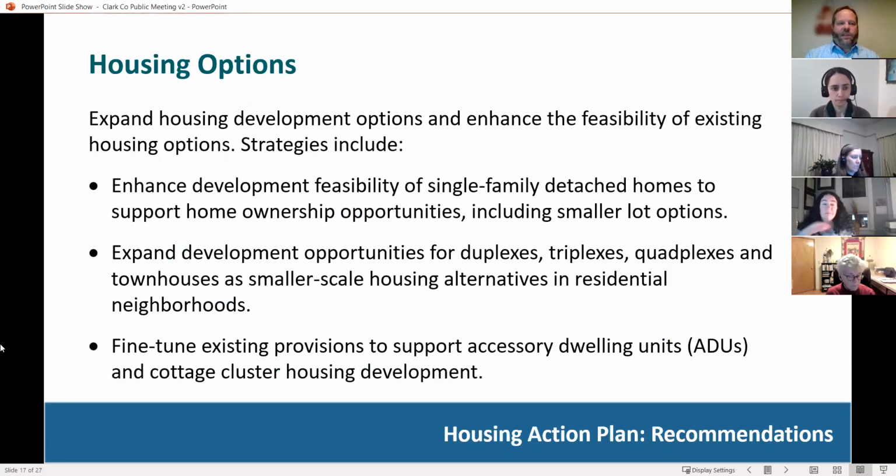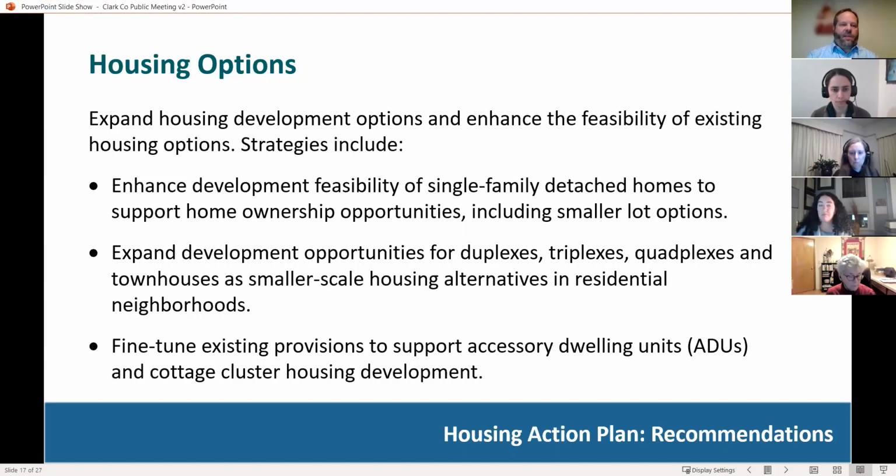First, housing options. What we're trying to do through the housing option strategies is expand housing development options and enhance the feasibility of existing housing options. Some of our strategies include enhancing development feasibility of single-family detached homes to support home ownership opportunities, including smaller lot options. This includes strategies like reducing minimum lot sizes to allow smaller units, and increasing minimum densities in high density zones to support multifamily and smaller home options.